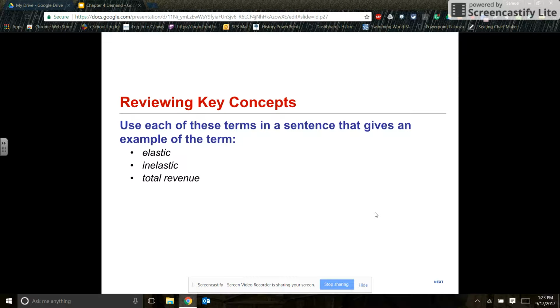So these are the three things you need to be familiar with from this particular lecture today: elastic, inelastic, and total revenue. How are you going to use those three terms in a sentence that explains and gives an example of each term? It can be one sentence or it can be multiple sentences. That is up to you. I will expect you to respond to that in the discussion below.